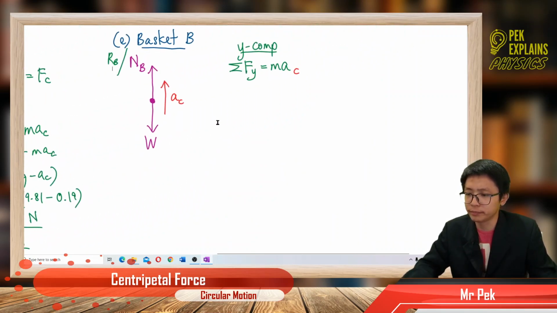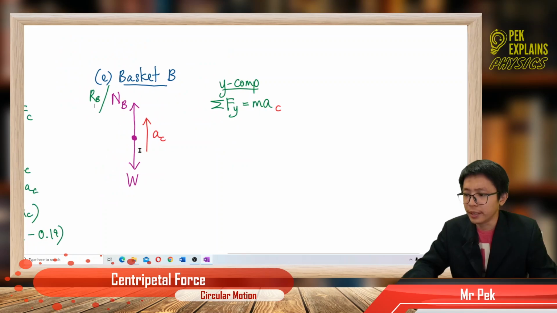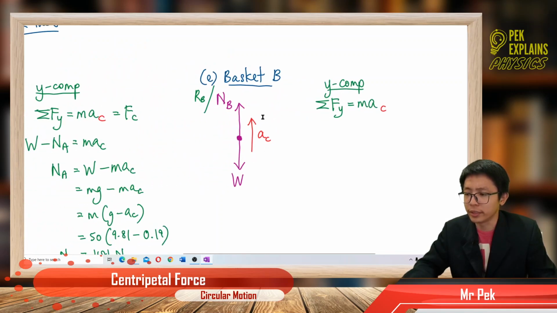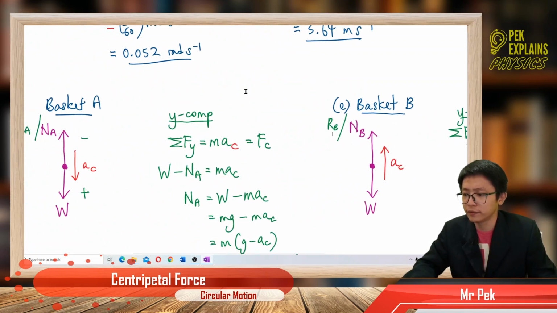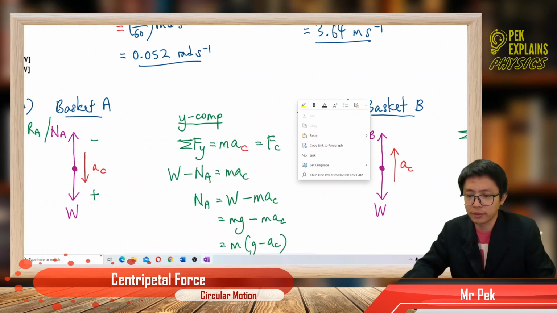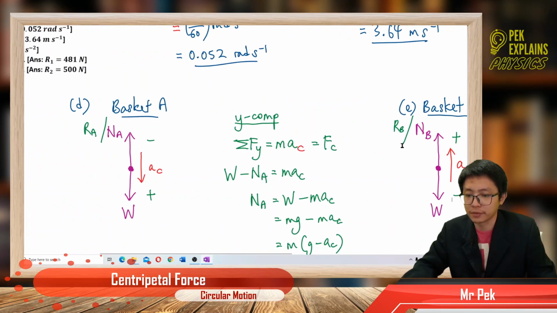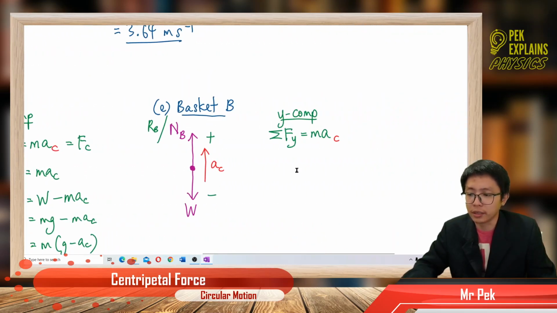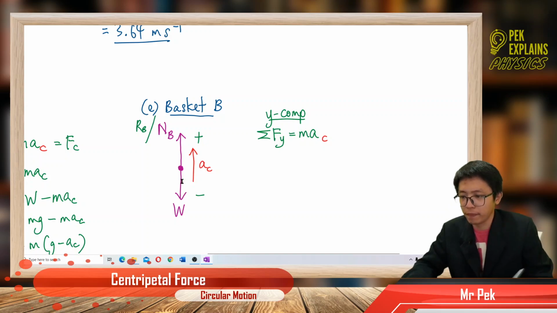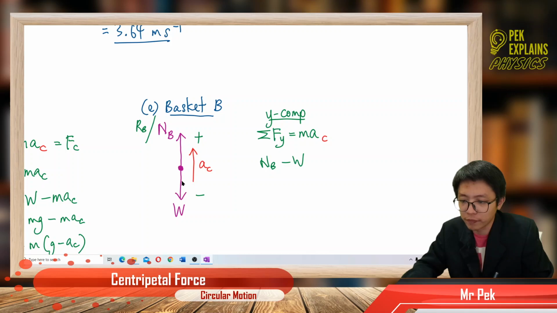Now for the bottom. At the bottom, the AC is going upward because the center is above. So remember to put the positive and negative sign. Follow acceleration positive, opposite negative, opposite to the previous one. So which force is positive? The normal force is positive, and the weight is negative. Again, this is the centripetal force.